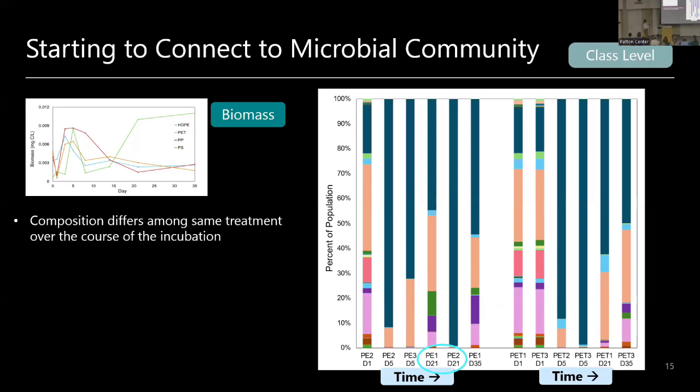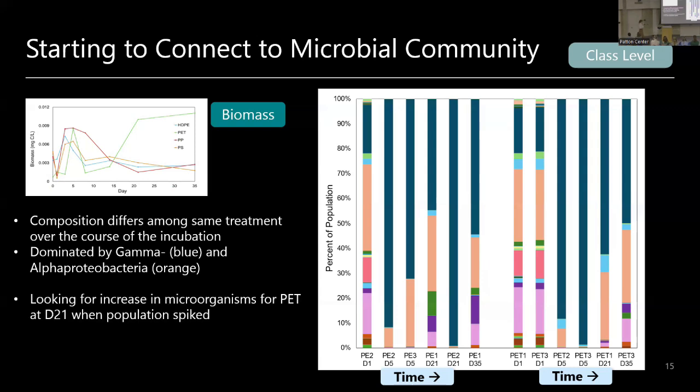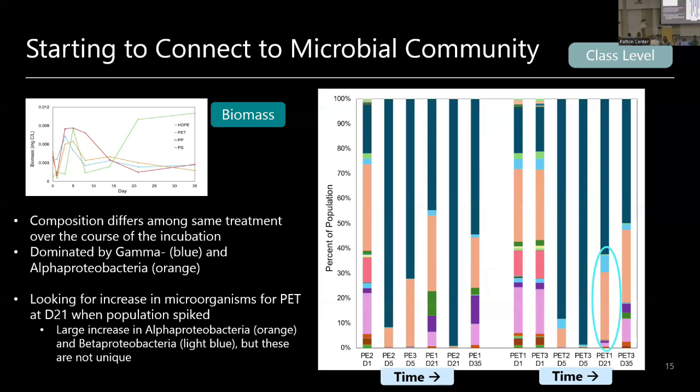So this PE1 and PE2 vial at day 21 had significantly different compositions, even though it's the same leachate type and same day. And then these communities were mostly dominated by gamma and alpha proteobacteria, which are the blue and orange sections. I was looking for an increase in that in microorganisms for PET at day 21, about right here, when the population spiked. There was a large increase in alpha proteobacteria and beta proteobacteria, but these aren't unique to that one vial, so I don't know if that explains the increase in the population or not.